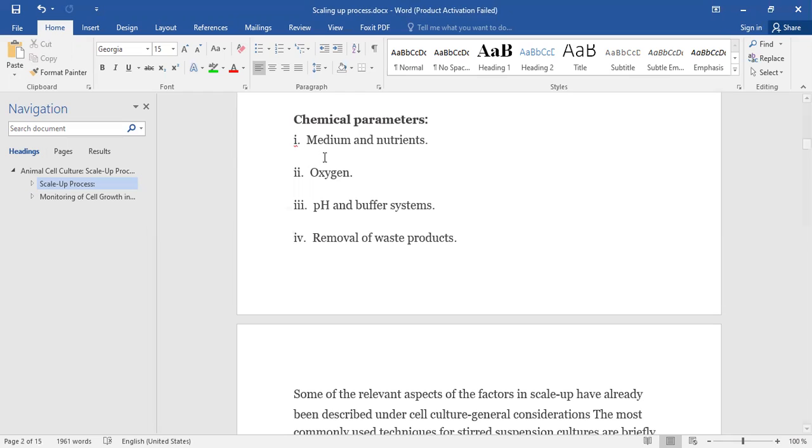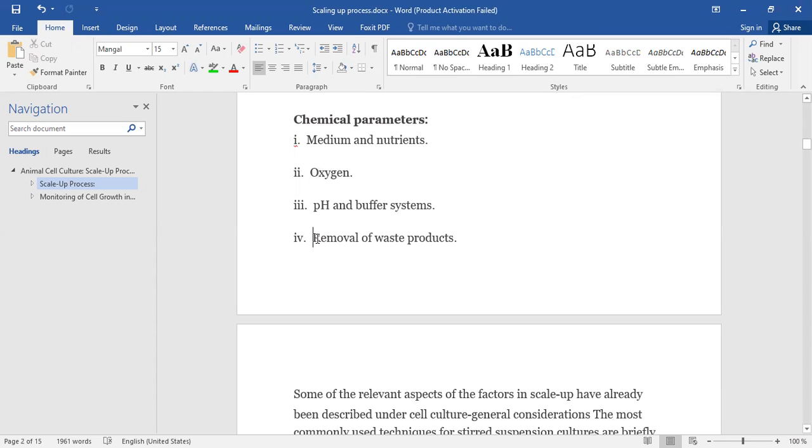The next is oxygen supply will be good, and pH and buffer system must be there, because some cells really need a particular pH and will not be able to grow at a higher or lower pH than is suitable for them. So buffers fulfill their need for the pH requirement.